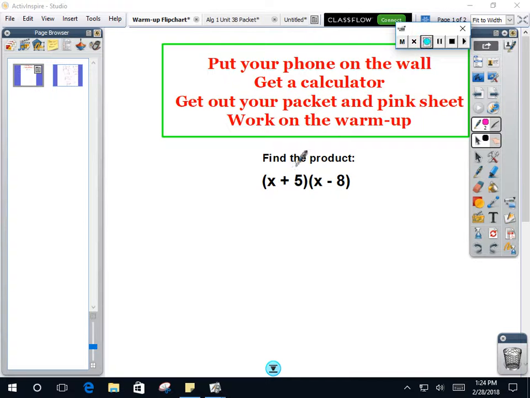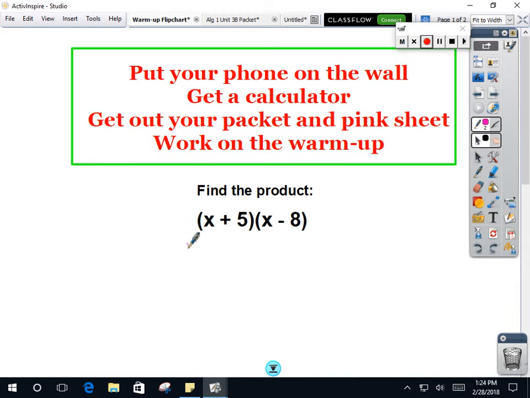Find the product. So, to find the product of two binomials, Marcus, what do you do? That's not an excuse. How do I find the product of two binomials? Double distribute.